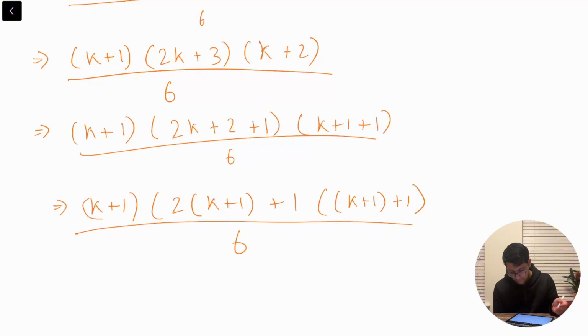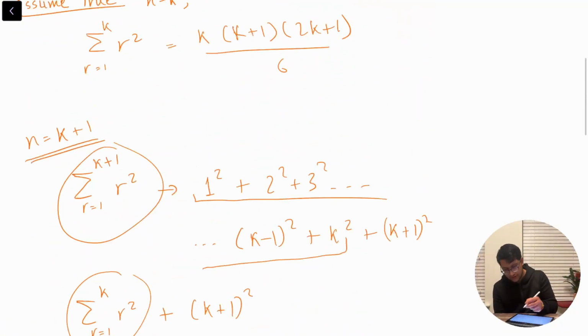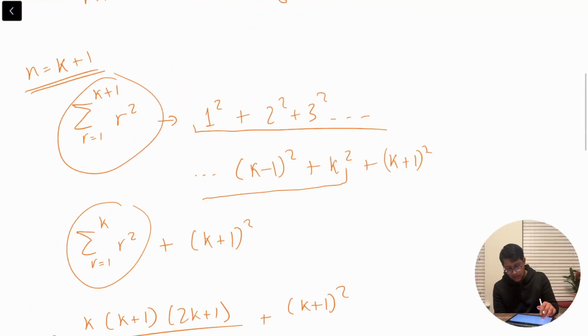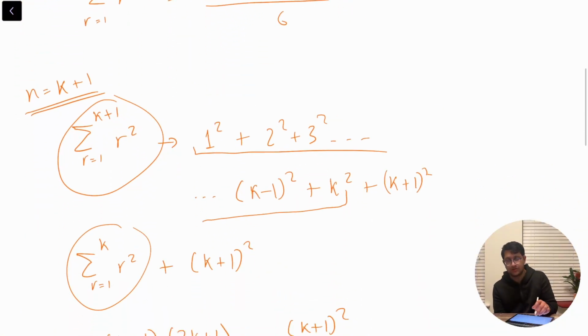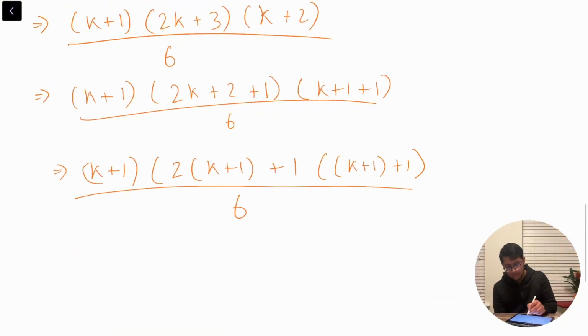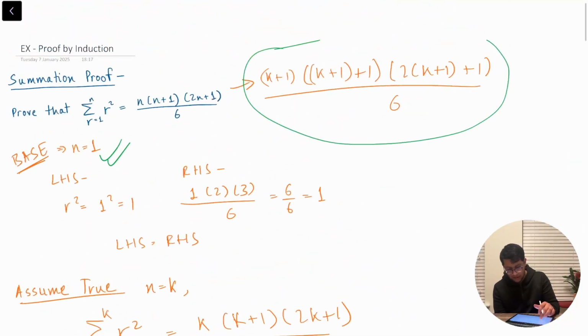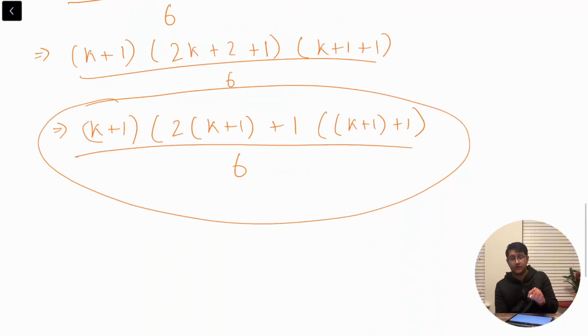But we got it. So we started off with the sum of r squared, r equals 1 to k plus 1. And we've ended up with, assuming that the sum of r squared to k is true, because we substituted this in, something that looks exactly like the formula we're trying to prove, right? You're not done here though.